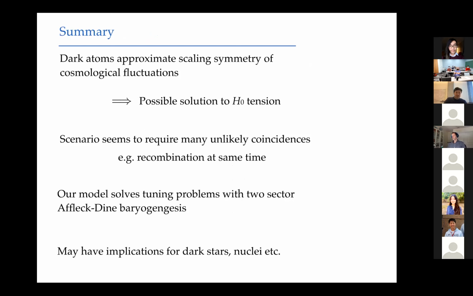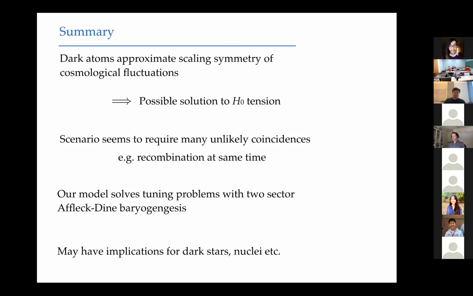As a summary, I'll tell you that dark atoms are interesting because if you add a mirror sector to the standard model that's not appreciably interacting with our sector, and it has an asymmetry and it undergoes the same sequence of cosmological transitions that our sector does, that's interesting because it realizes an approximate scaling symmetry of cosmological fluctuations, which might be an important ingredient in any realistic model that resolves the Hubble tension. To my knowledge, this is the only thing that will simultaneously give us a large value of H0 and actually give a good fit to CMB observables.